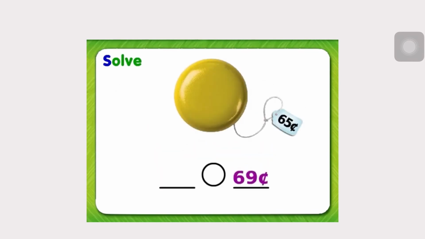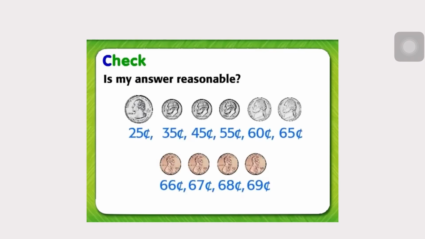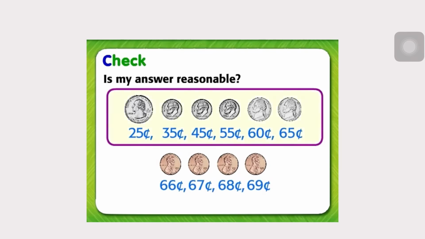Art has 69 cents. The toy costs 65 cents. 65 is less than 69 cents. Does Art have enough money to buy the toy? Yes. Let's check the answer. Ask, is my answer reasonable? Yes, my answer is reasonable because 69 cents is 4 cents more than 65 cents.